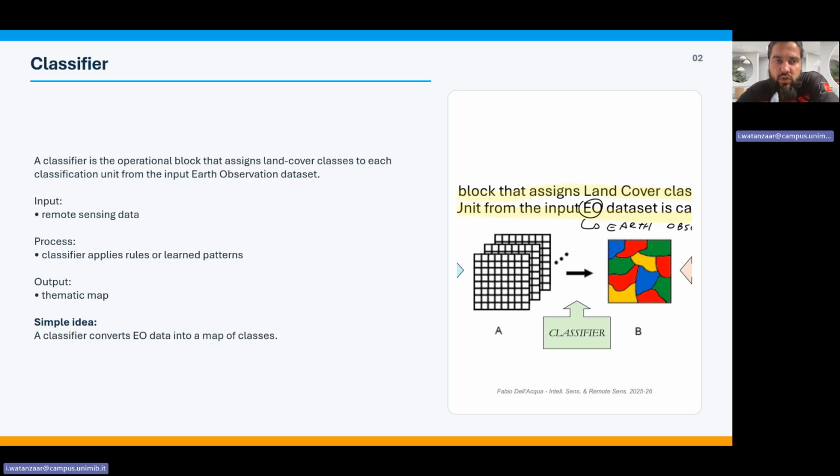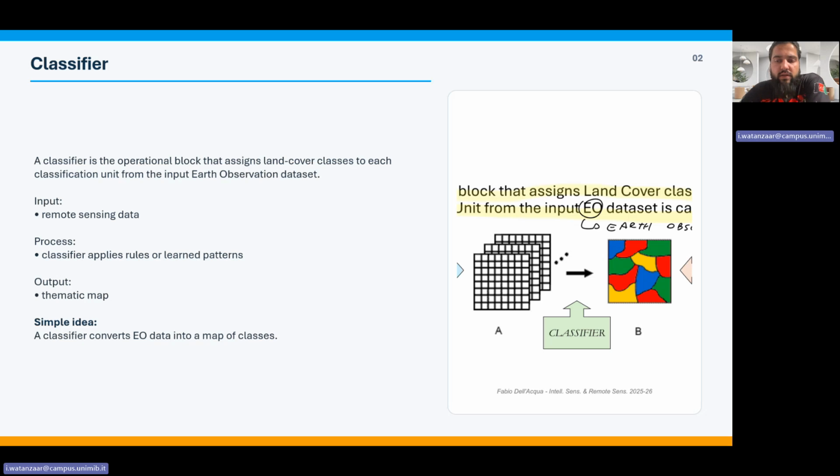So each classification unit from the input Earth observation dataset. The exact job is to assign the land cover class to each classification unit from the Earth observation dataset. When we give input datasets to the classification algorithm, the classifier, which is an operational block, assigns the land cover classes to each classification unit from the input observation data. The input data is remote sensing data to which we have already applied some data corrections, basic analysis, and all this stuff, and it is ready for further processing or analysis, like advanced analysis. Processing: classifiers apply rules or learned patterns. Exactly, the classifier will already be trained on certain data.